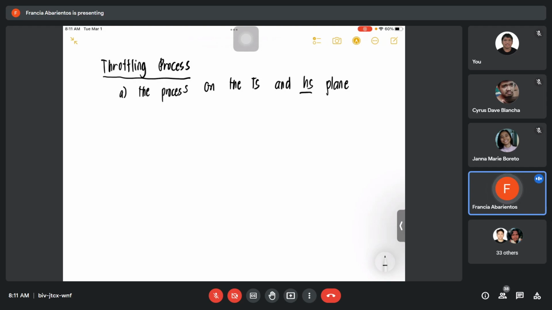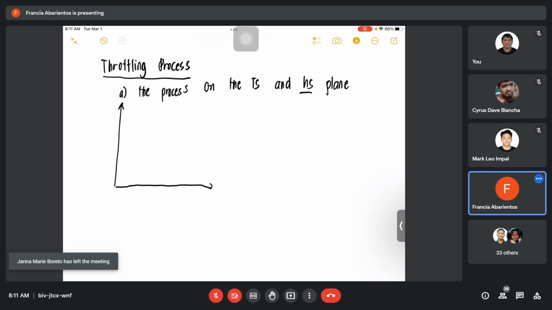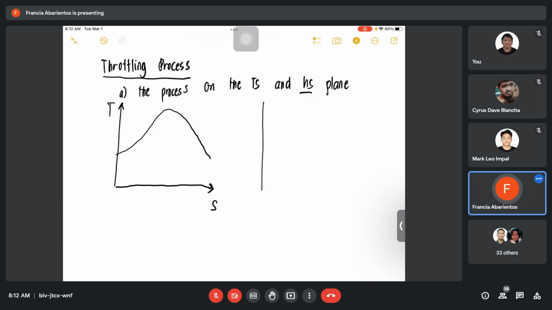For isometric and isobaric, we often use the PV and the TS diagram. Here, we use the molar chart. So, we briefly go over it. We have the PV, I mean the TS. In the TS, it is like this, you have this process. And the HS, we have the HS diagram.